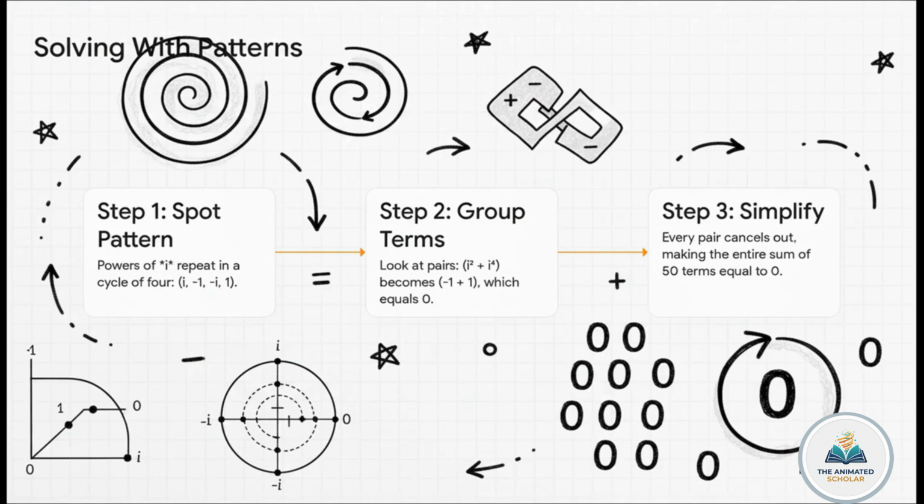So here's the trick, and it's super cool. The powers of iota just cycle through the same 4 values over and over and over again. So iota squared is -1, and iota to the 4th is +1. And when you add those two together, you get 0. Every single pair in this long chain just cancels each other out perfectly, and the entire thing just collapses down into a big, beautiful 0.